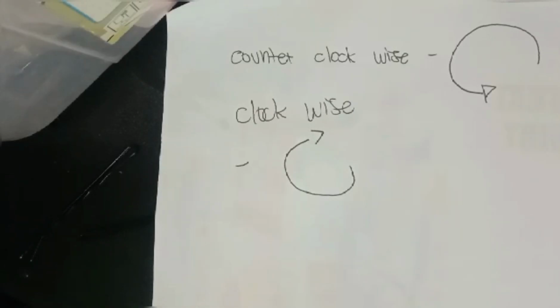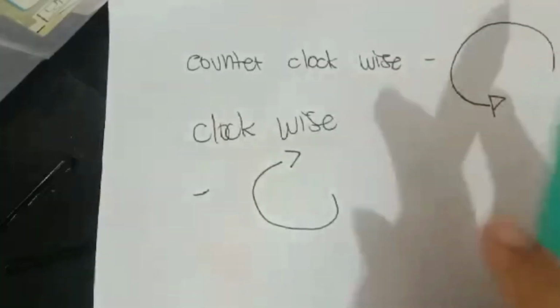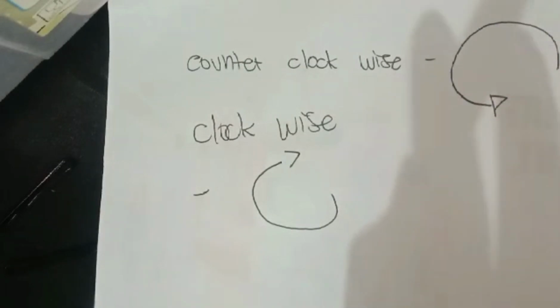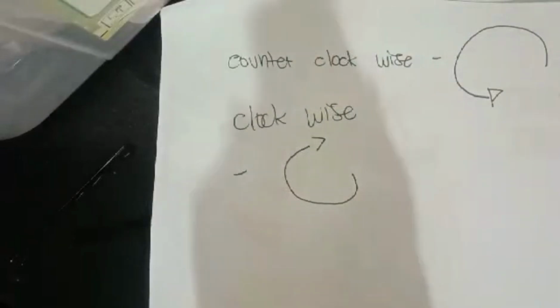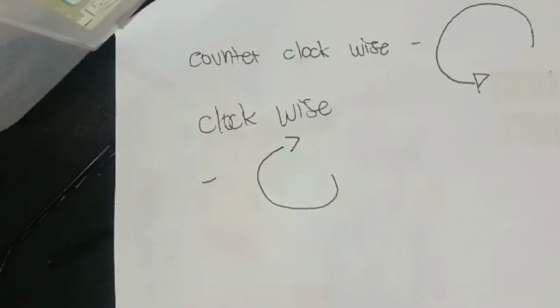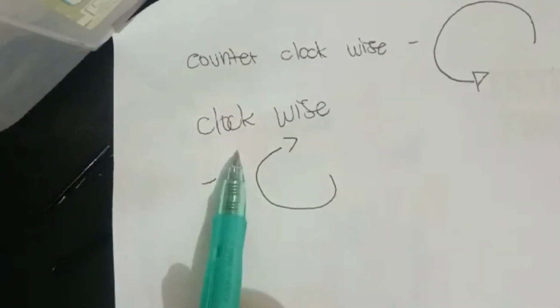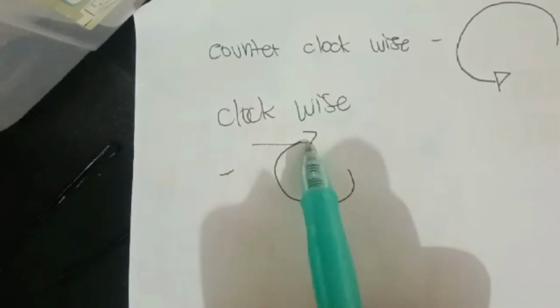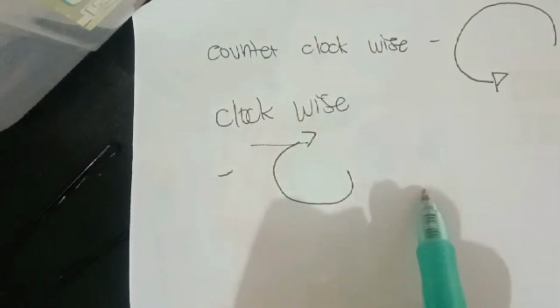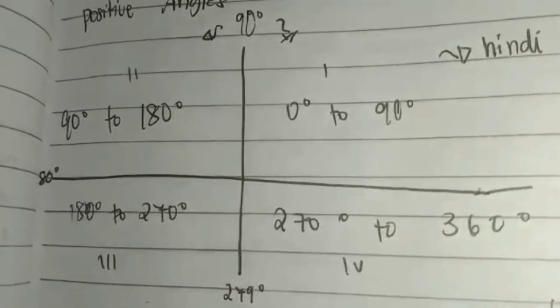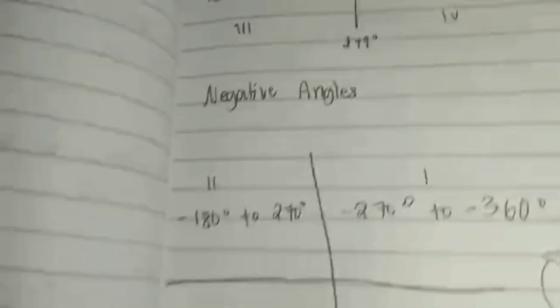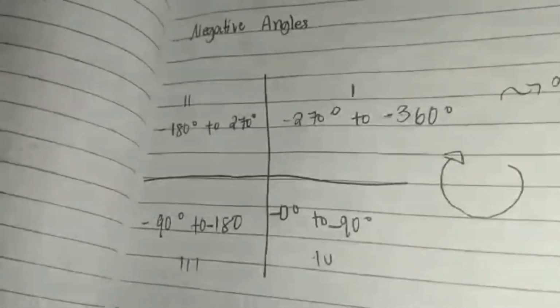And here is something important in trigonometry. There are positive and negative angles. If the terminal side rotates counterclockwise, our angle is positive. If it rotates clockwise, our angle is negative. Positive angles will be the direction of all the degrees in quadrants. And if it's negative angles, it will be the opposite direction.